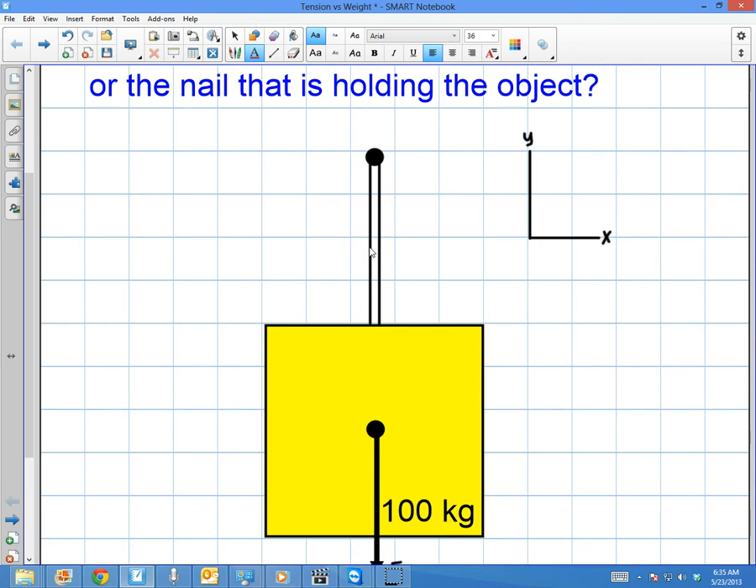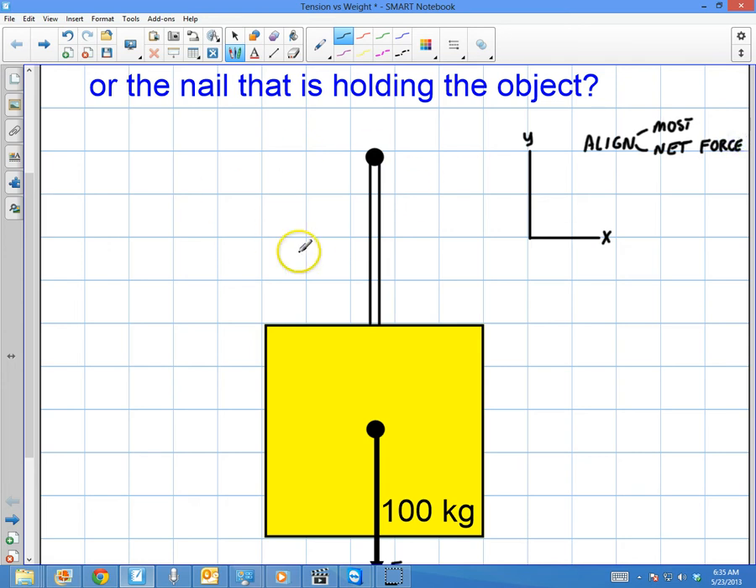So again, when you have your axes, you're either going to align them with the most forces, or you're going to align them with the net force. In this case, I don't have a net force. So what are we dealing with here? Well, I'm going to be dealing with Newton's first law.